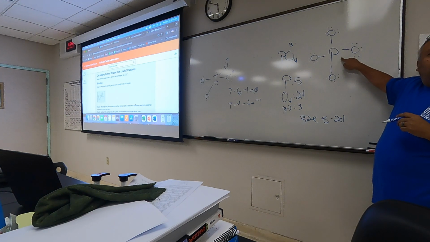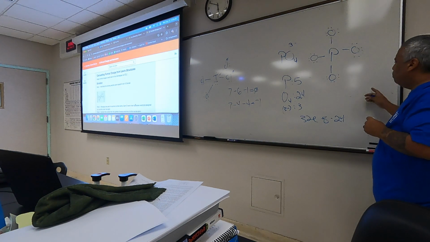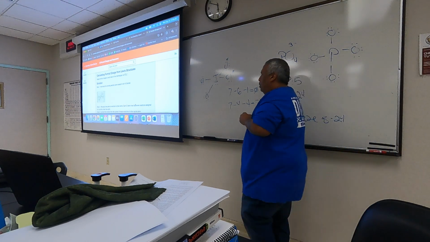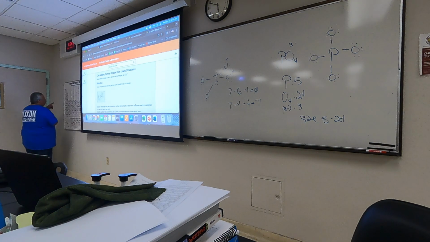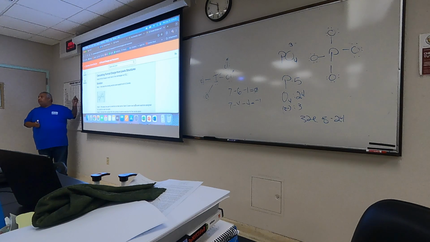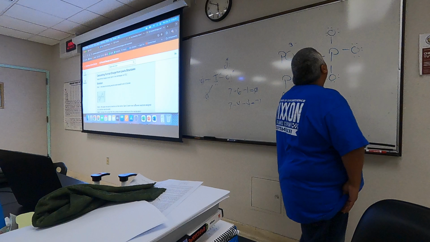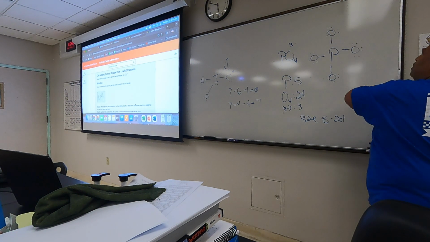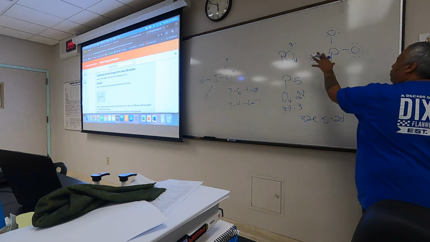Has it filled its octet? Yeah. So all of these fill their octet. But here, phosphorus is in 3s2, 3p3. It does have access to the additional d subshell here. So let's determine the formal charges here.